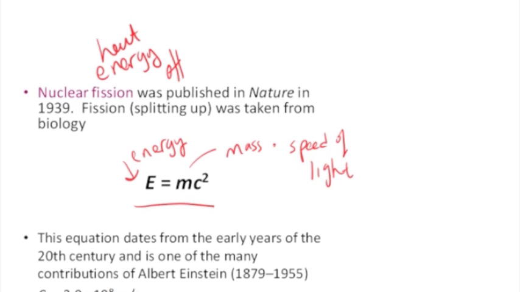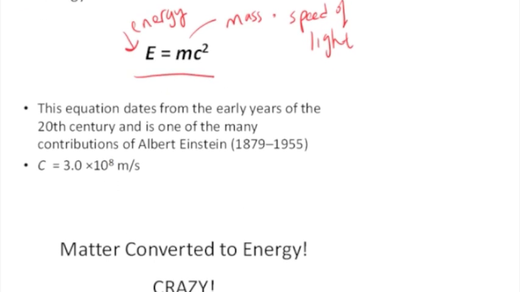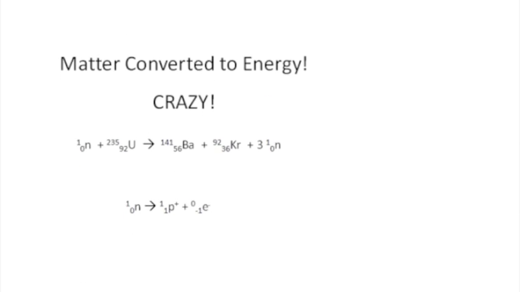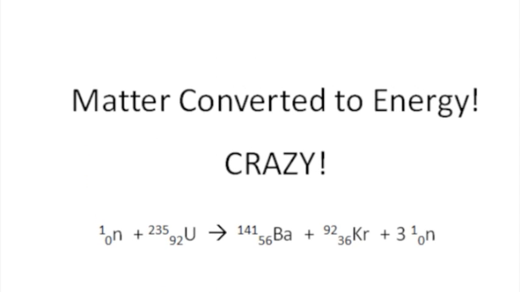Okay, so now when we were learning about fission reactions, we learned that you can balance fission reactions because the mass number and the nuclear charge are conserved. So this business about matter converted to energy is just crazy. It goes against everything that we've learned, and that is that matter is conserved. But as it turns out, matter and energy are interconverted.